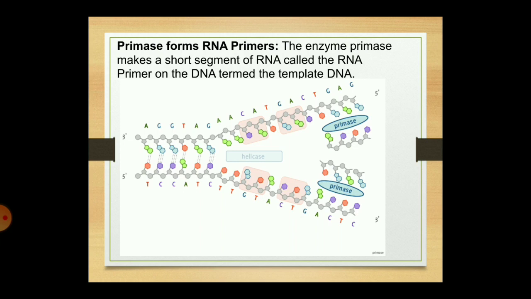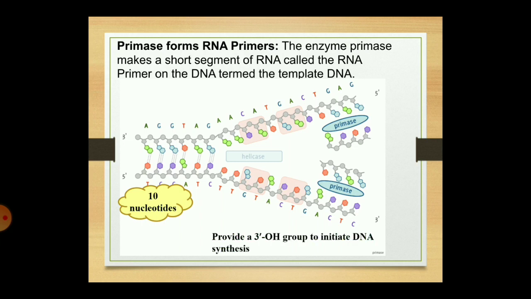The enzyme RNA primase makes short segments of RNA in the 5 prime to 3 prime direction on the template strand. So RNA primers are synthesized of about 10 nucleotides of RNA, and these RNA provide a 3 prime hydroxyl group to initiate DNA synthesis, or the polymerization of DNA nucleotides, that runs in the 5 prime to 3 prime direction.